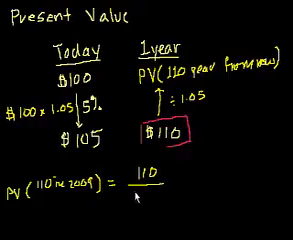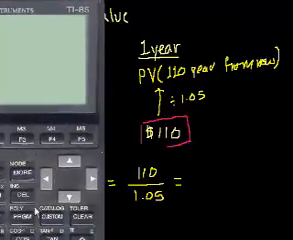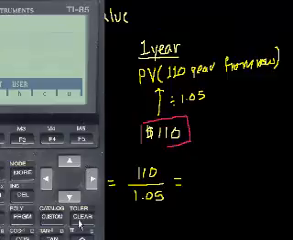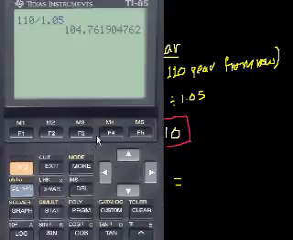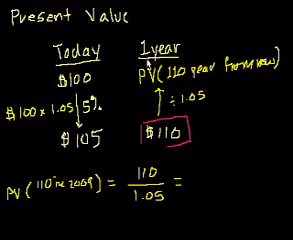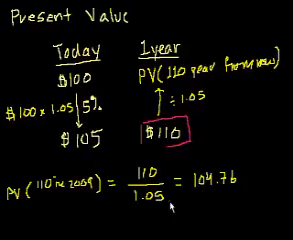$110 divided by 1.05, which is equal to, and let's take out this calculator, which is probably overkill for this problem. Let me clear everything. Okay, so I want to do 110 divided by 1.05 is equal to 104 point, let's just round, 0.76. So it equals $104.76.